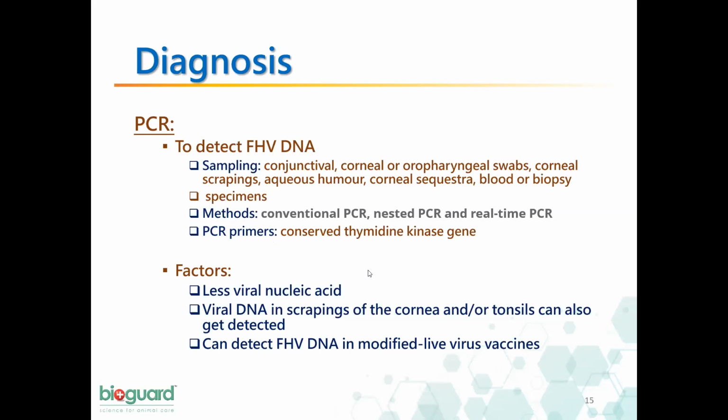However, there are some factors which can affect PCR, such as less viral nucleic acid, like when the collection of the sample is very less, so the amplification will also not be very good. Also, when there is viral DNA in swabbing of the cornea or tonsils area, it can also be detected. It can also detect the FHV feline herpes virus DNA in modified live virus vaccine. So if the cat is recently vaccinated, then also it's a problem for the PCR to detect the real disease.